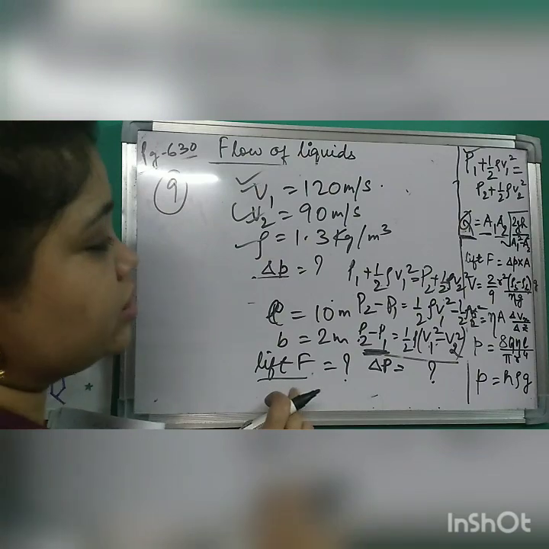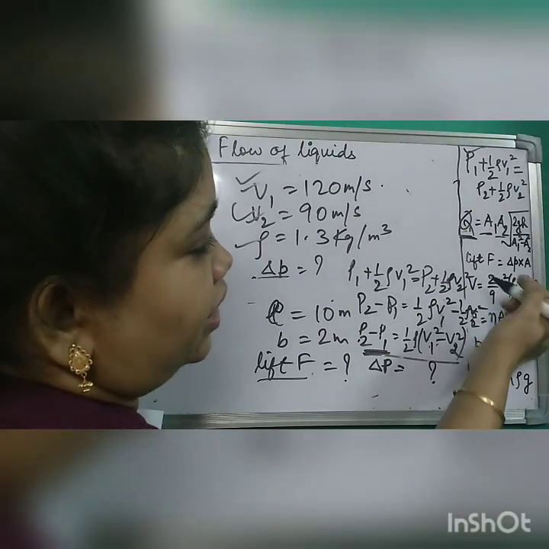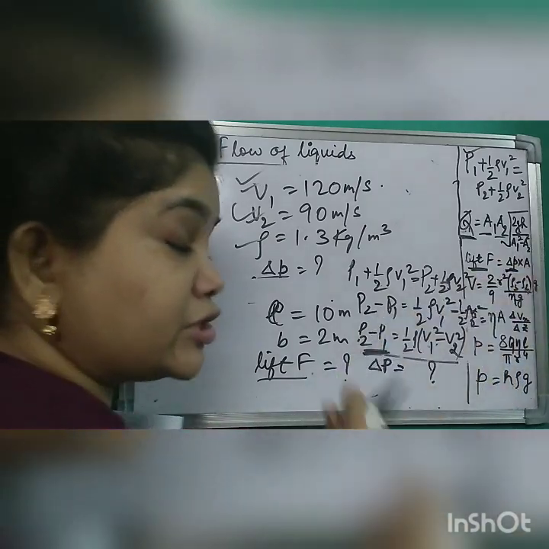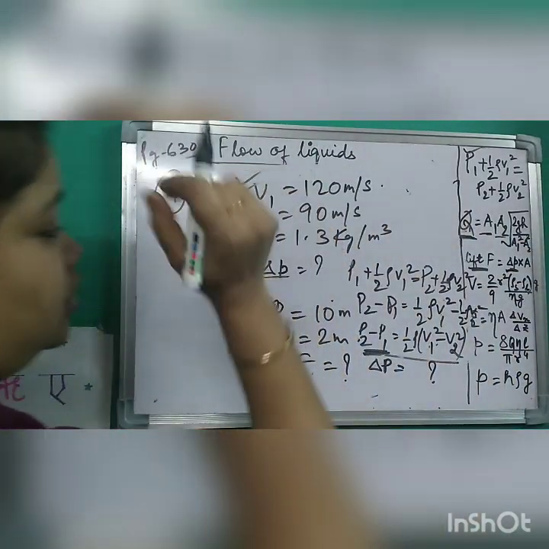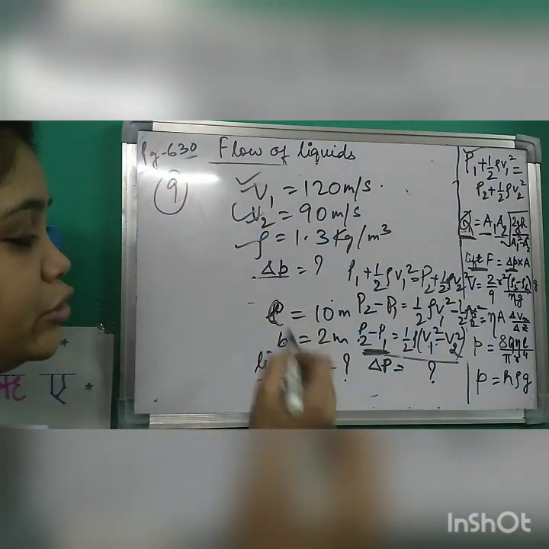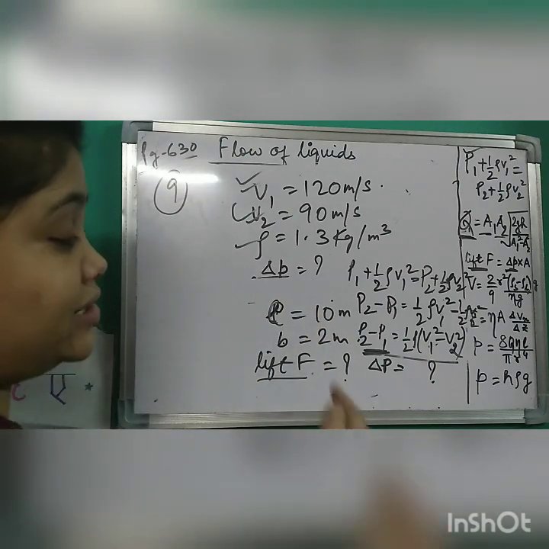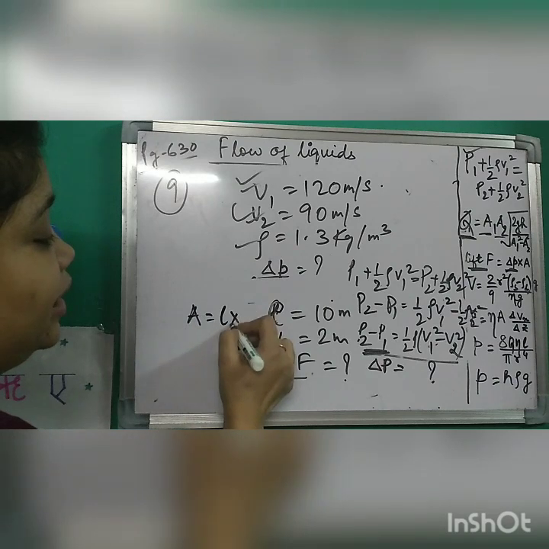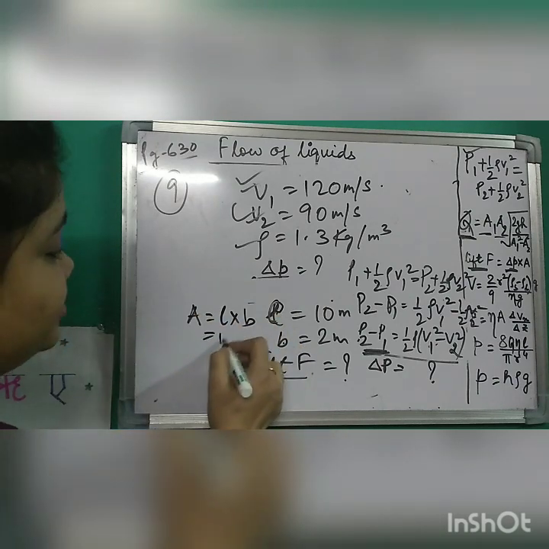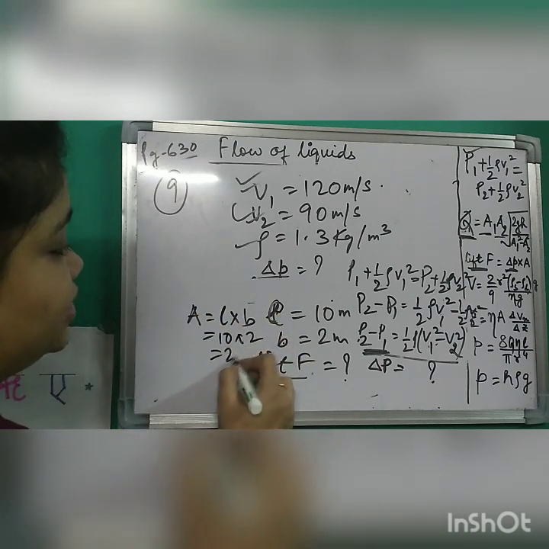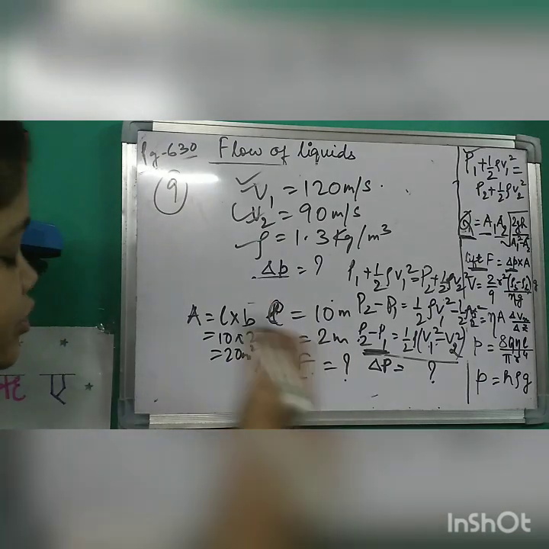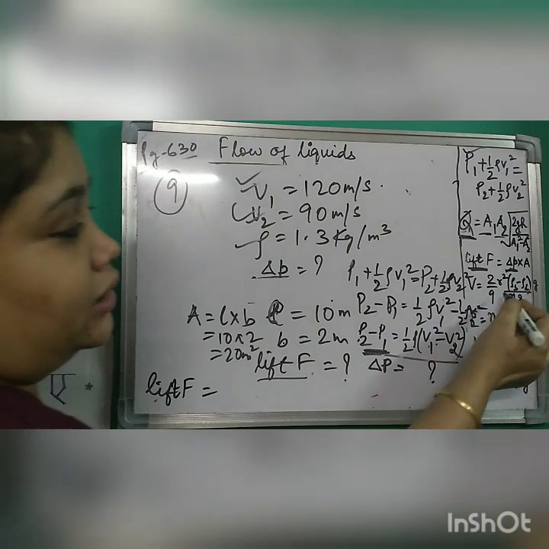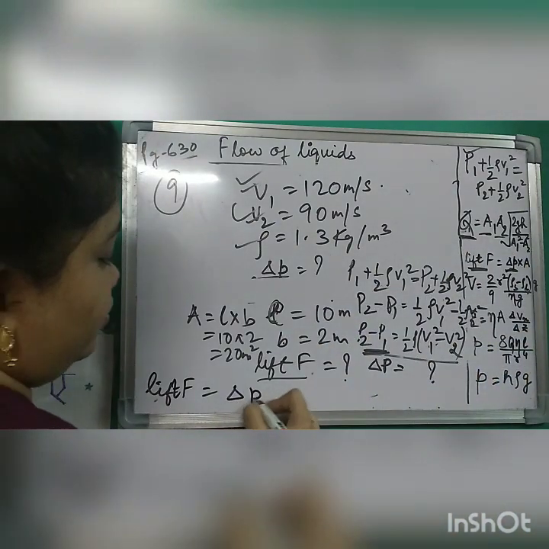Now what is the formula of lifting force? You see here I have written, lifting force is nothing but change of pressure, or difference of pressure, into area. Now you see length and breadth are given to you, so obviously it is a rectangular type. So what will be the area? Area is nothing but length into breadth, that is 10 into 2, 20 meter square. So lifting force, as I have already written over there, is nothing but delta P into A.